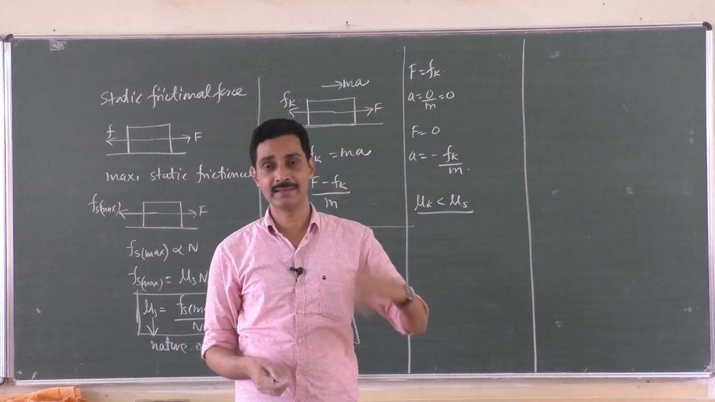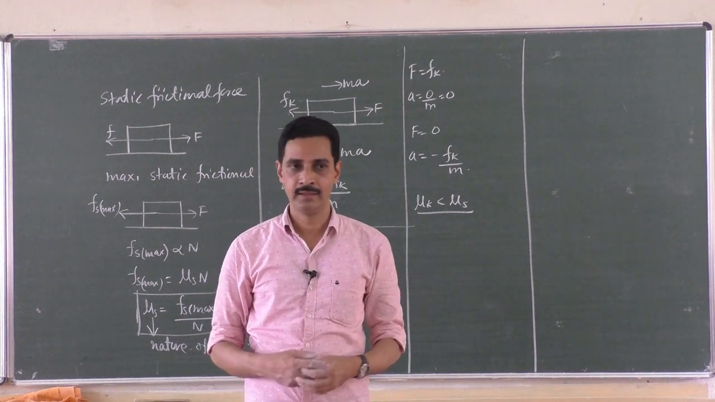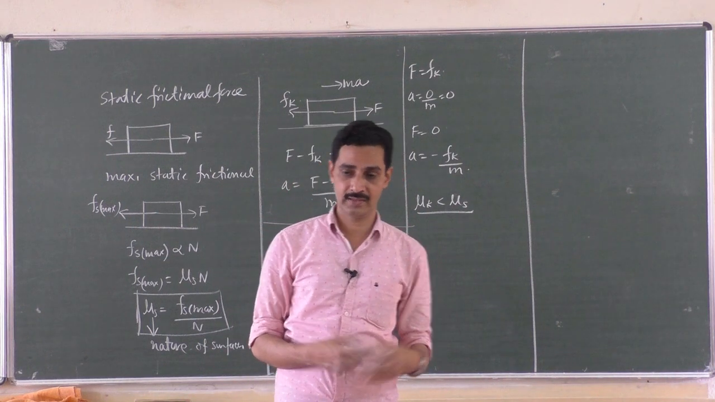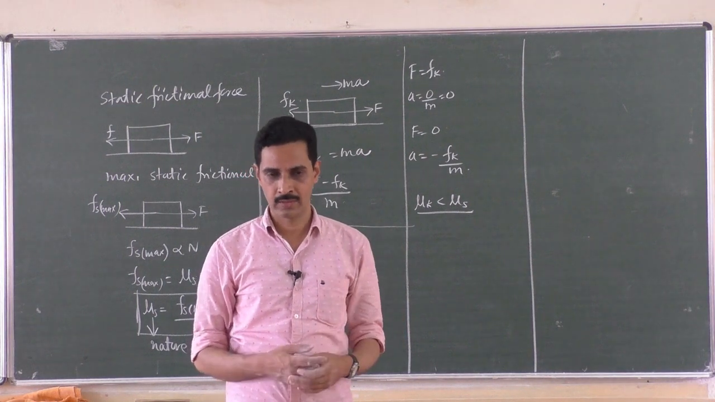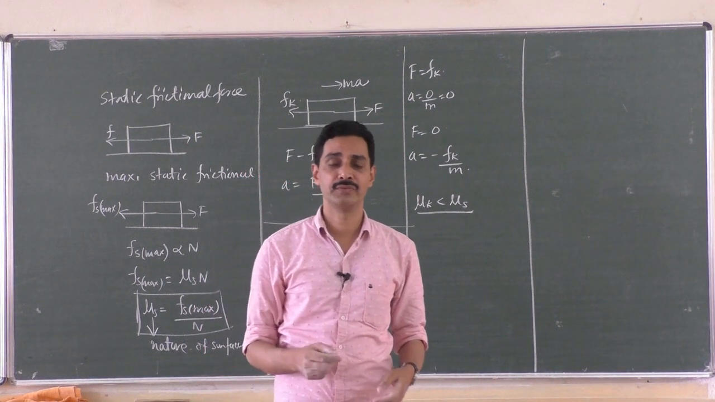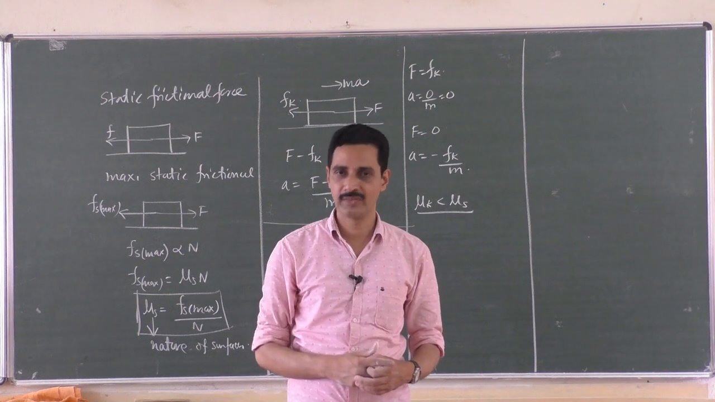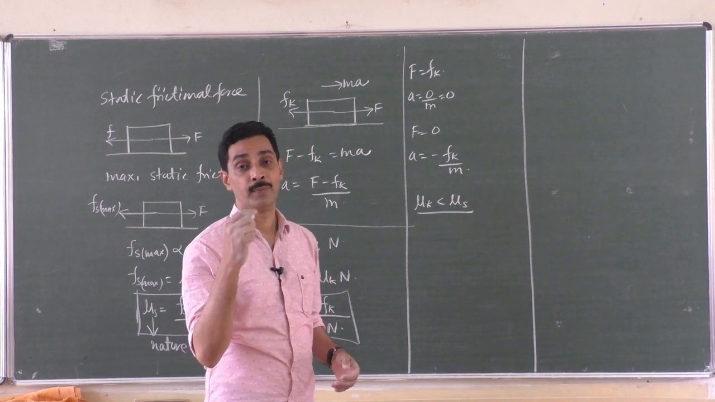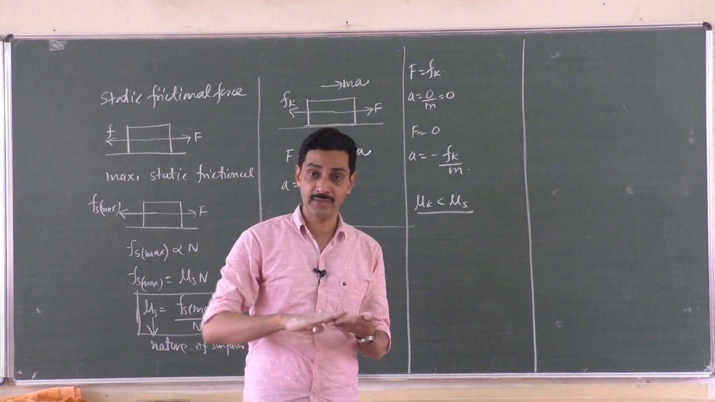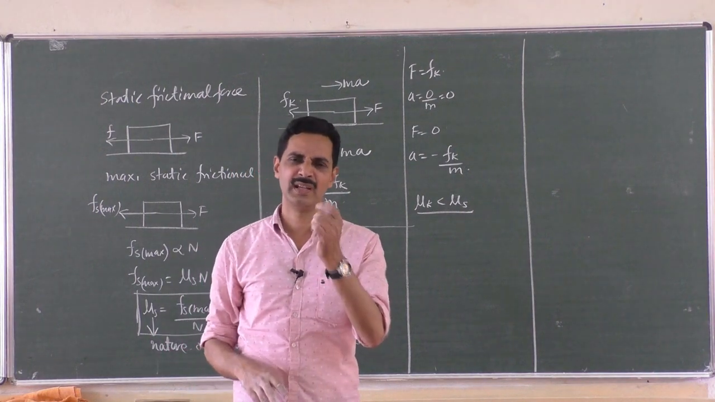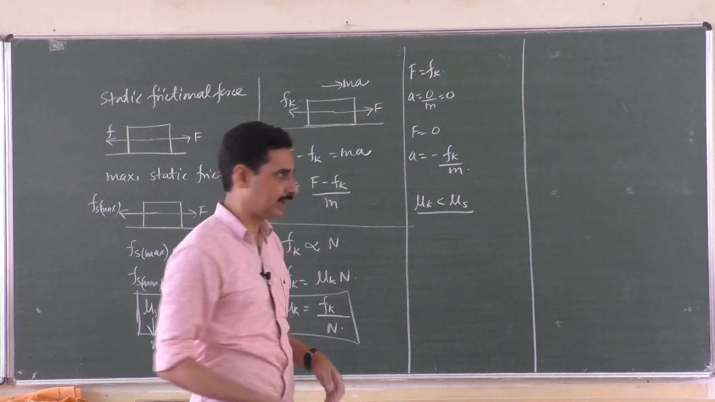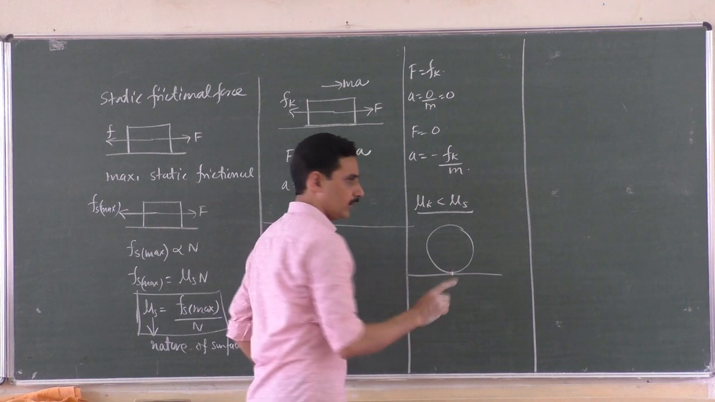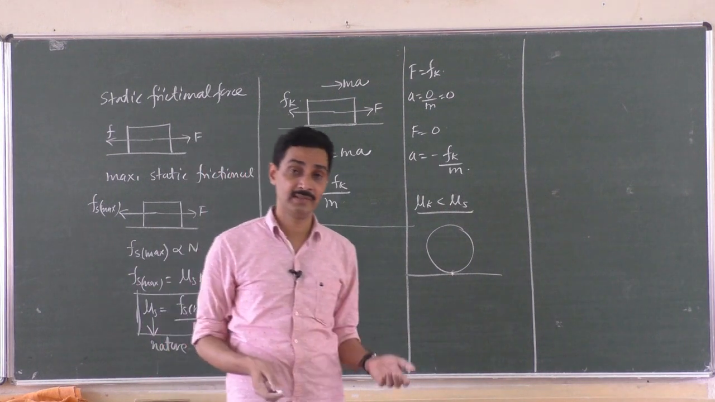But if you want a still lesser coefficient, you have to go for rolling. When a body rolls over another, the frictional force that exists between the two surfaces is called rolling frictional force. Rolling frictional force is the least among all the frictional forces. Why? Because when a body rolls over another body, the point or the surface area in contact between the two is very, very less. Ideally speaking, suppose a wheel is moving on the road like this, the point of contact is only one point, not an area, if you are strictly speaking.